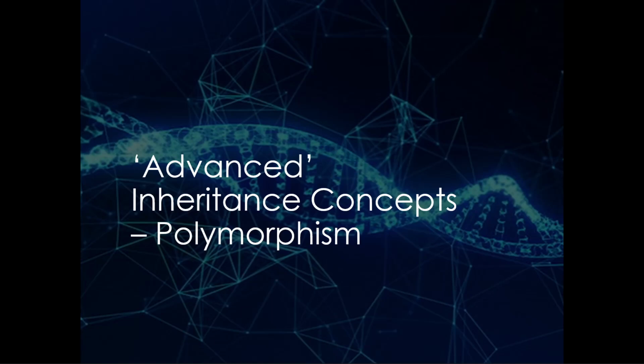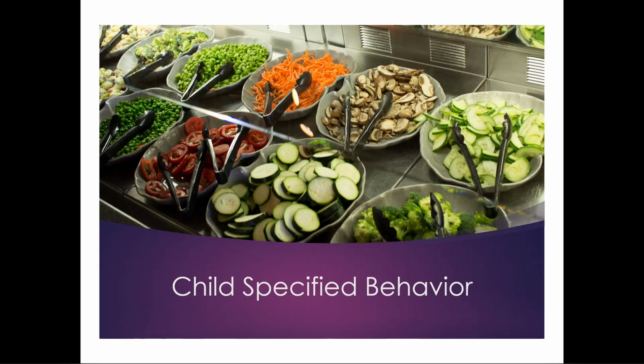Pretty much electricity is always generated by rotating something very, very fast and creating some magnetics around that or whatnot. But there are other ways. That's not what solar cells do, for example. All right, so polymorphism is really child-specified behavior.